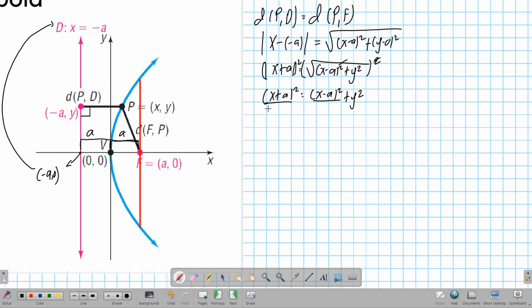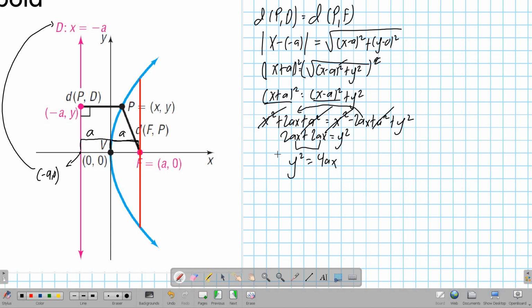Expanding the two squares of binomials, we're going to get x squared plus 2ax plus a squared is equal to x squared minus 2ax plus a squared plus y squared. Simplifying things, x squared gets cancelled. And if I move this here, I'm going to get 2ax plus 2ax is equal to y squared. By using the symmetric property of equality and combining like terms here, I'm going to get y squared is equal to 4ax.